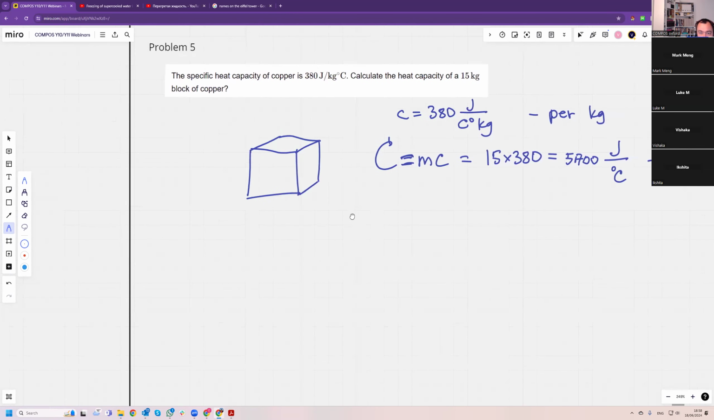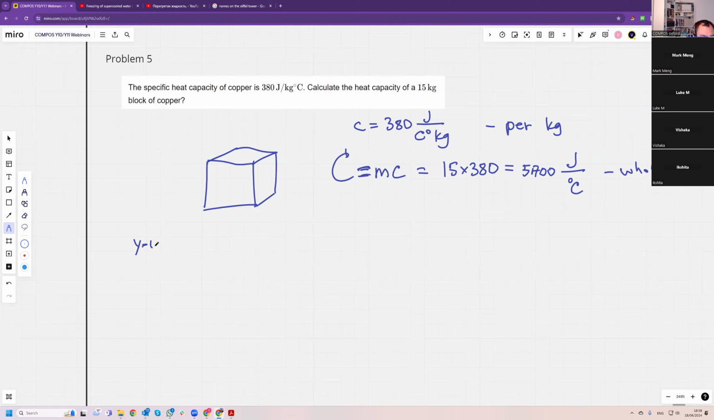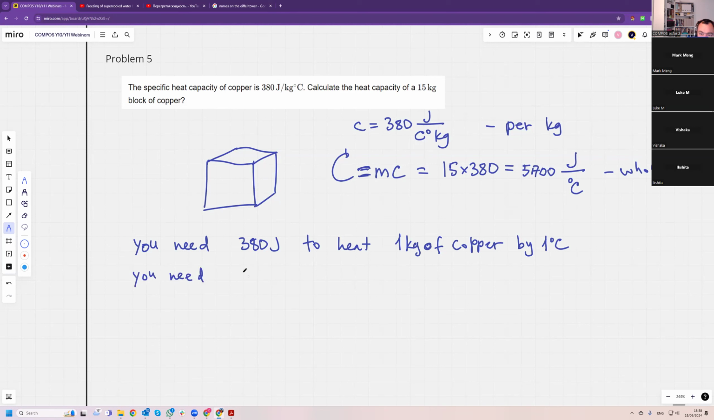So you need 380 joules to heat 1 kilogram of copper by 1 degree Celsius, or you need 5,700 joules to heat the block by 1 degree Celsius. That's it.